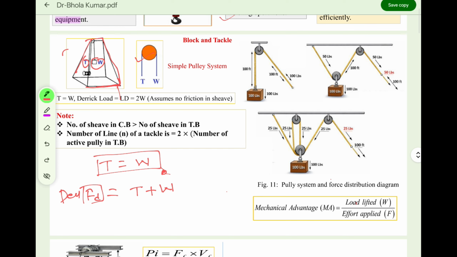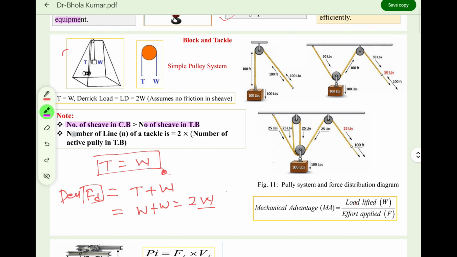For example, in place of T, we can write W plus W. That means the total 2W load is acting on the derrick. But remember, this condition is only valid when we are assuming that there is no friction in the sheave, right? There is another important note written over here: the number of sheaves in the crown block is greater than the number of sheaves in the traveling block. We have just discussed this, so there is no doubt about it.